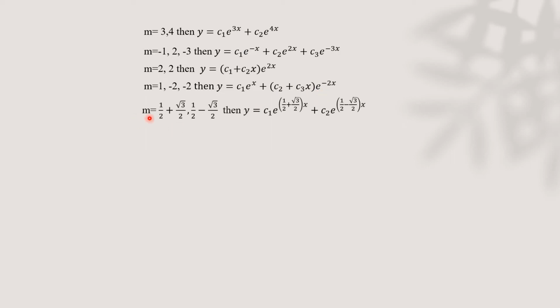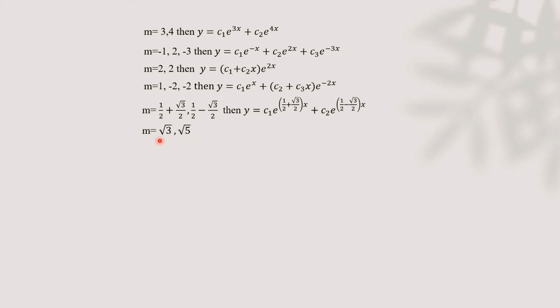If the roots are m equal to 1 by 2 plus root 3 by 2 and 1 by 2 minus root 3 by 2, here we have real and different roots. So I can write the solution as y equal to c1 e power (1 by 2 plus root 3 by 2)x plus c2 e power (1 by 2 minus root 3 by 2)x. Both are different roots.